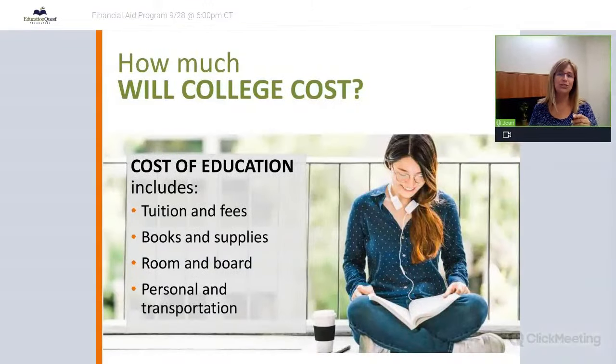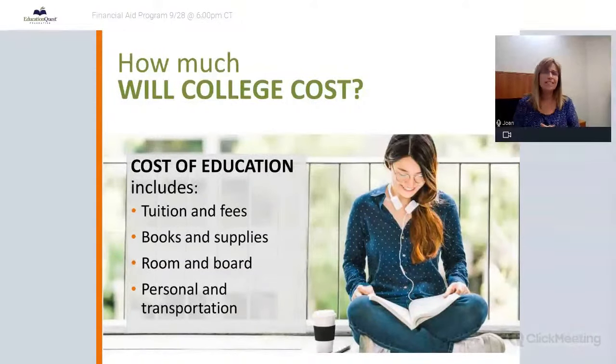So first of all, let's be sure you understand the terminology cost of education. This is the first step to the whole financial aid process, is that you understand how colleges determine the cost of education budget that they're going to use to award student funding. So when you look on a website or when you talk to an admissions representative, they're going to talk about the cost of going to their school. Within the cost of education budget, every school is going to calculate tuition and fees, books and supplies, and then they also allow for room and board and personal and transportation information.